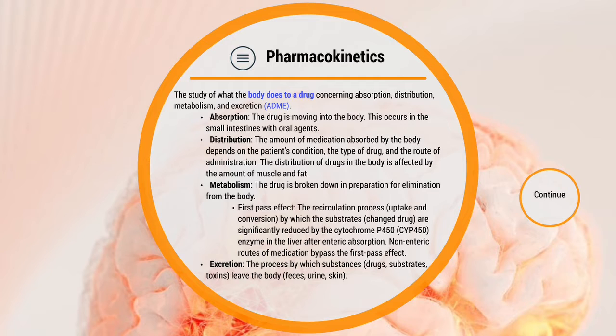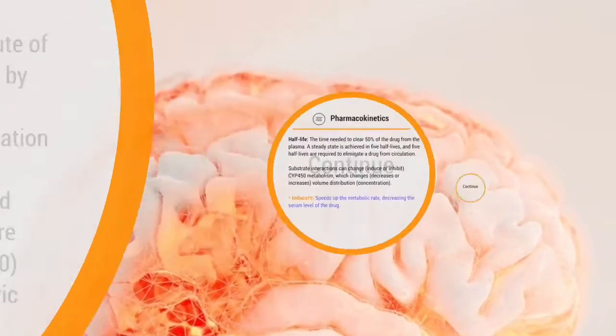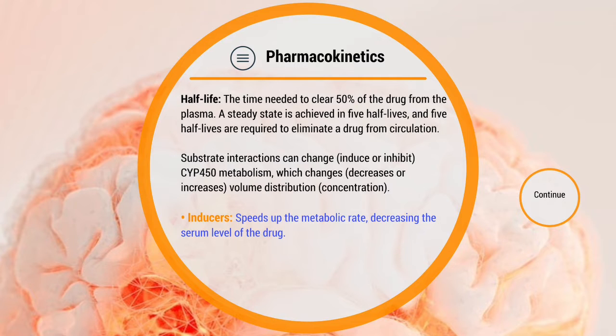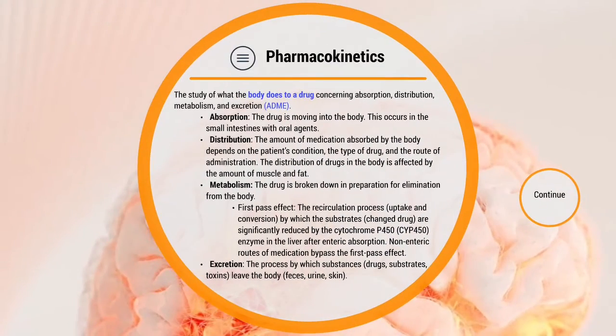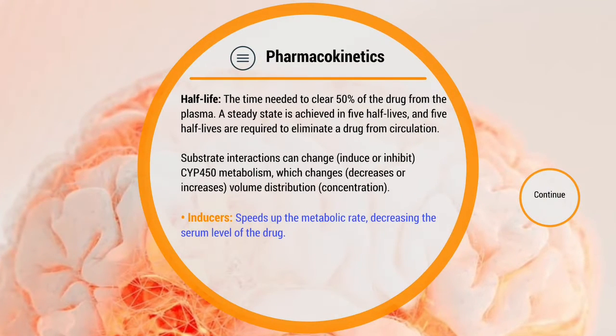Excretion is the process by which the substance, the drug substrates or toxin, leaves the body, and that is through feces, urine, and skin. Now, let's talk about pharmacokinetics, right? And we said pharmacokinetics is what the body does to the drug. Half-life, okay, the half-life concept is important.